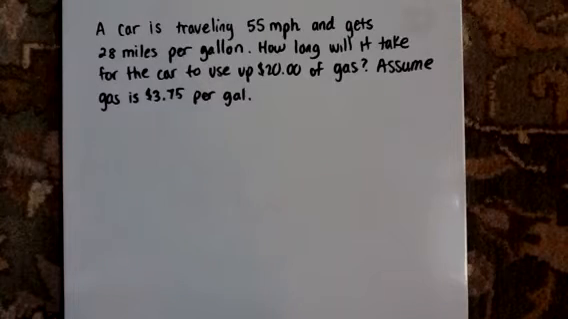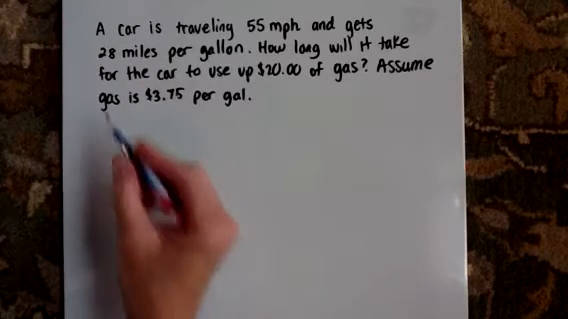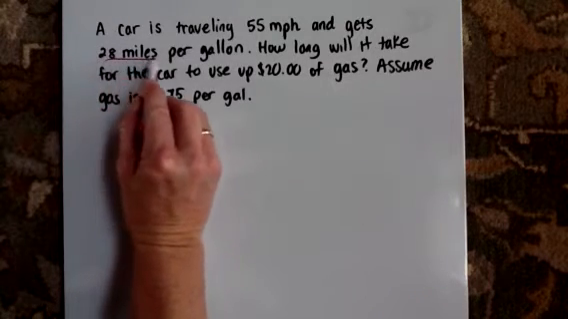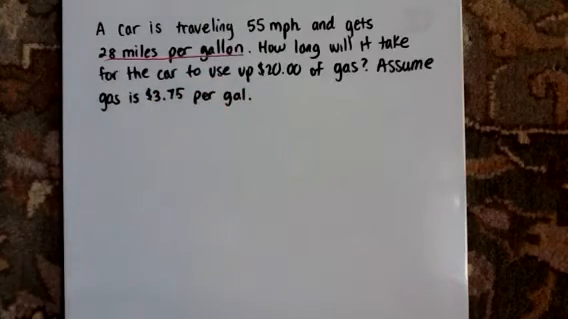Let's look at this problem. Sometimes the conversion factors are kind of hidden in the words. One of the key words you should look for is the word "per." Per implies that that is a conversion factor. For example, 28 miles per gallon is a conversion factor to get you between gallons and miles.